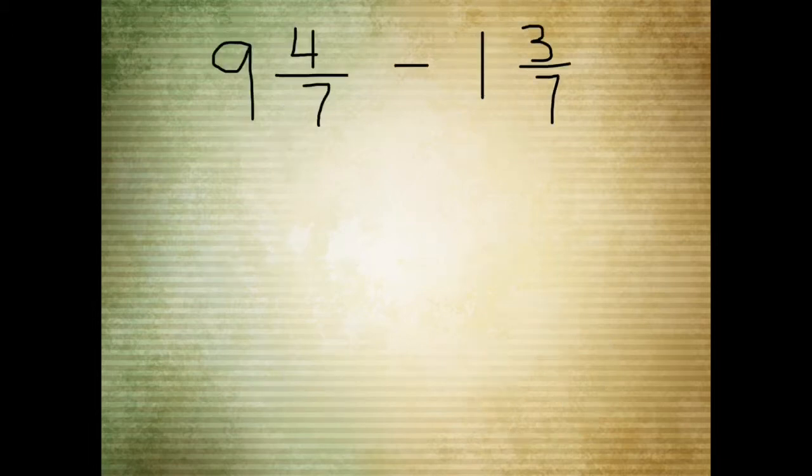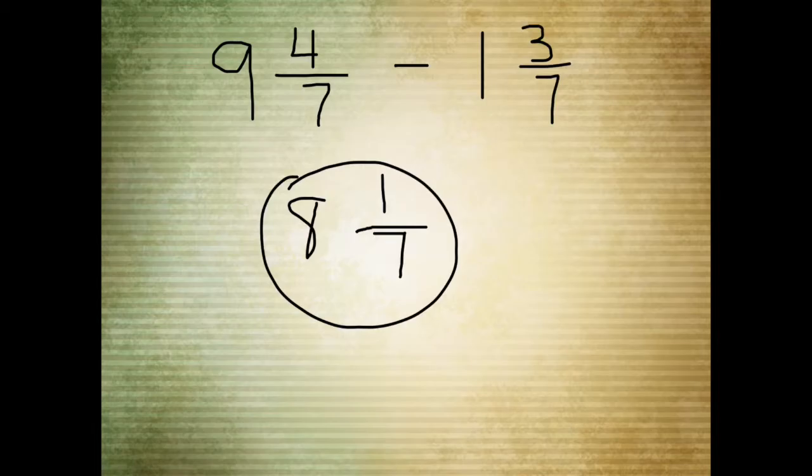Nice and easy one. 9 4/7 minus 1 3/7. Take care of the whole numbers first. 9 minus 1 is 8. Noticing that in both of the fractions we have a common denominator, so we can just deal with the numerators, and we'll say 4 minus 3, which is 1, and we'll leave the denominator the same, so our answer is 8 1/7.